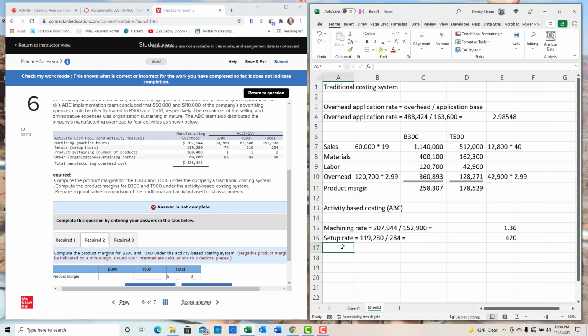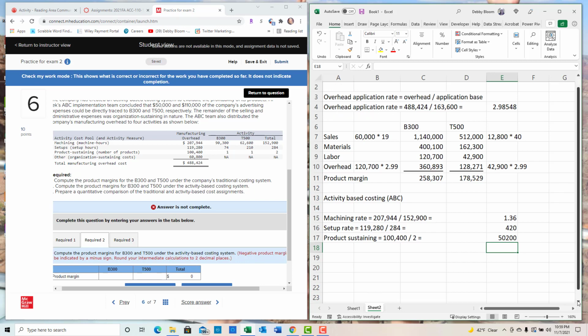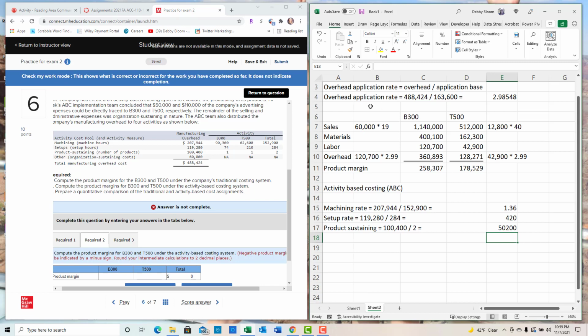And finally, we have our product sustaining. So for our product sustaining, we take 100,400 total overhead, and we divide by the total activity, which is 2. So basically, each one is going to get half of the product sustaining overhead, 100,400 divided by 2, and the reason is that we just multiplied by 1 for each in the little activity chart. So now let's calculate our product margins for activity-based costing.